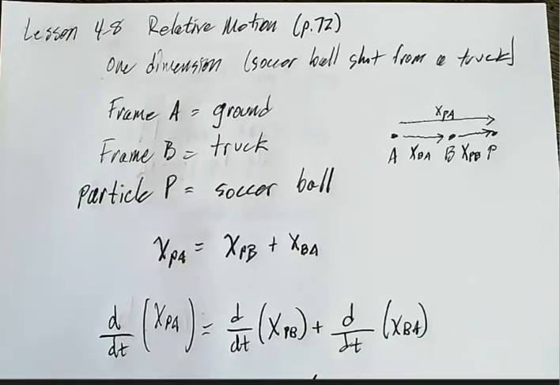Okay, so we saw how the ball was fired from the back of the pickup truck. So the first thing we want to do is label our reference frames. So this is very similar to the way the problem is set up on page 72 in the textbook. So I'm going to let my reference frame A be the ground. In other words, how will things look to people, or how will things be measured by people that are sitting still on the ground? And then our second reference frame, frame B, will be the truck. So if you were inside the truck and you're moving with the truck, how would you measure things and how would you see things? And then the soccer ball is the particle, which we'll label with the letter P.